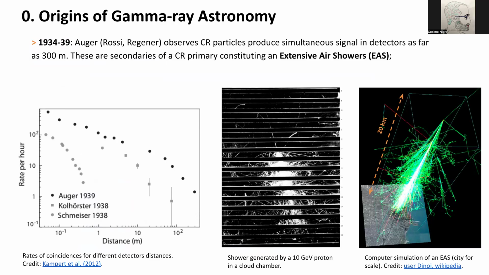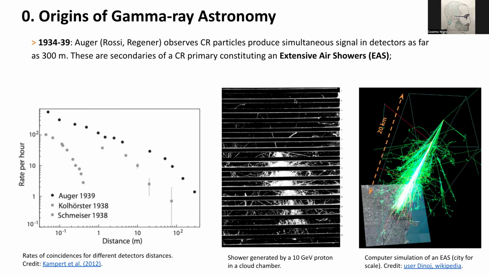In the second half of the 30s, Auger makes a very important discovery, that actually all this ionizing radiation that we are observing, all these particles that we are measuring, are basically the secondaries of a primary particle that has interacted somewhere in the atmosphere and that has generated an extensive air shower. So what is a particle shower? It's basically a primary particle, as you can see in the second image, that interacts and produces a cascade of other particles through strong or electromagnetic interactions.